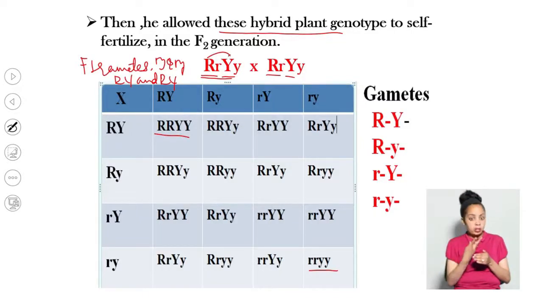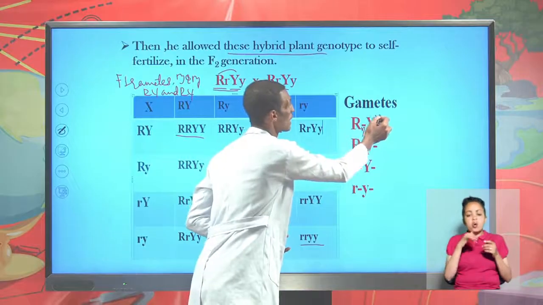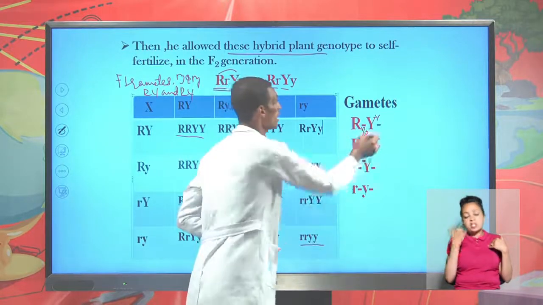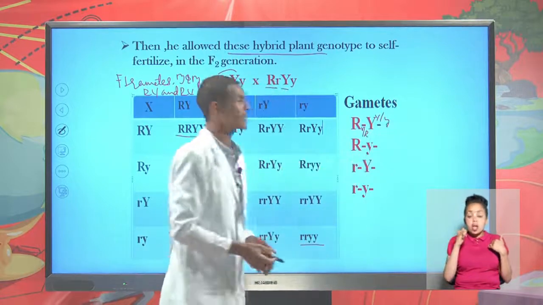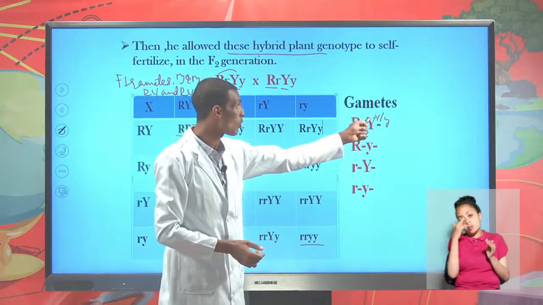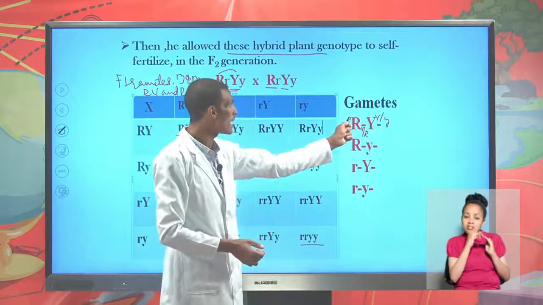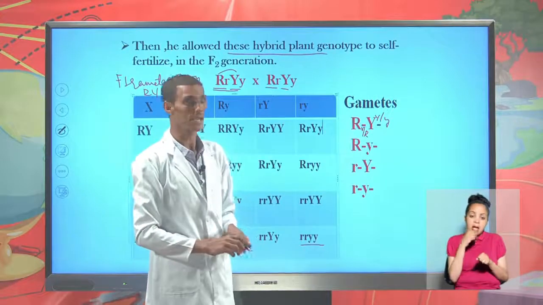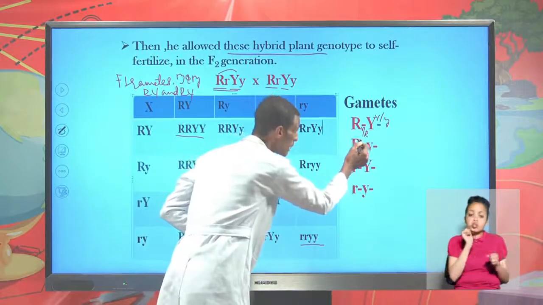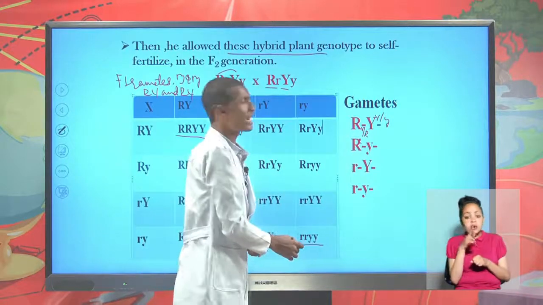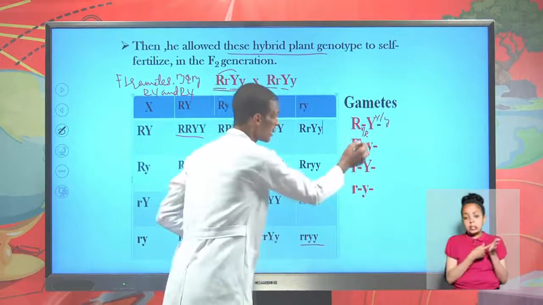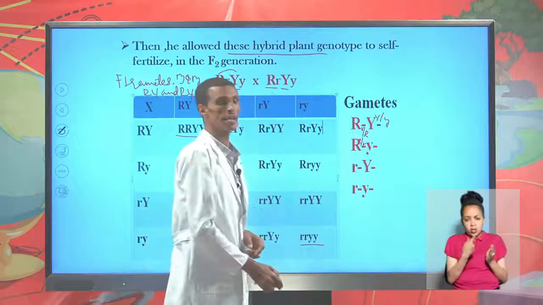If R small comes here, it is round. And again, if R capital is here, it is round again. If Y capital comes here, it is yellow. If y small comes here, it is yellow again. Because the character of dominant Y, or yellow, is dominant. And again, the character of round here is dominant. If R capital is found here, it is round. If R small comes here, it is round again.